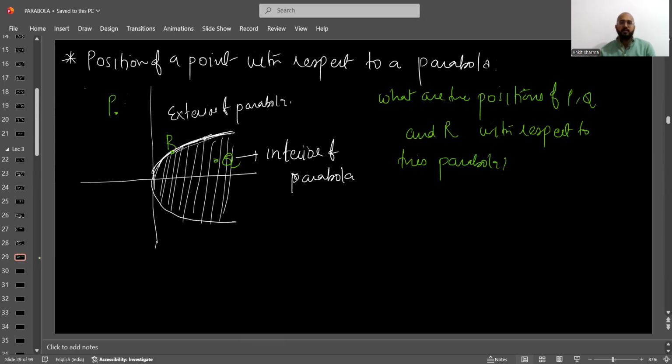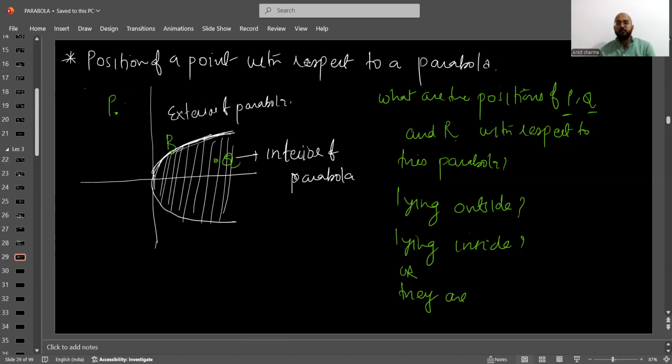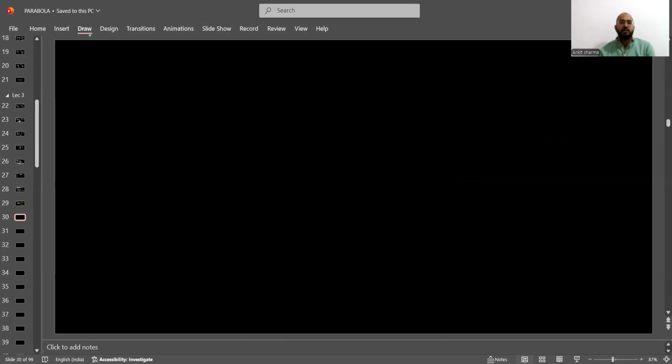Is the aim clear? Our goal is, given P, Q, and R, to find whether they are lying outside, lying inside, or they are on the parabola. How do I get it? See, this position of the point is very important for studying tangency and the rest of the things. Mostly we'll be using it for the tangency part. So let us see.